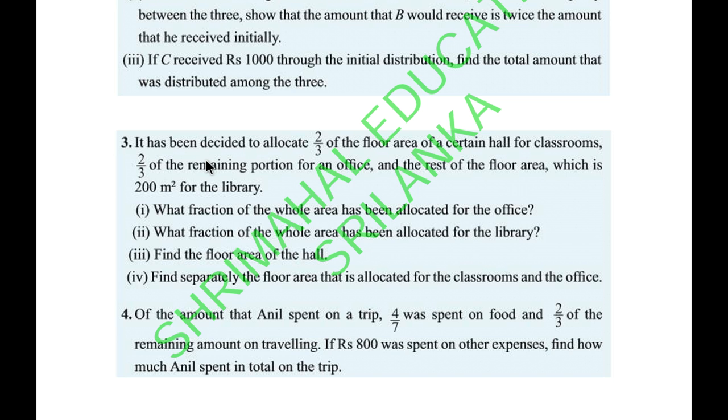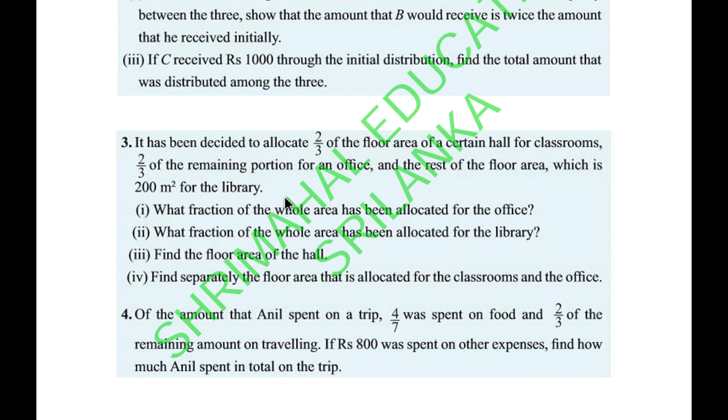Next, the third one. It has been decided to allocate 2/3 of the floor area of a certain hall for classrooms, 2/3 of the remaining portion for an office, and the rest of the floor area, which is 200 square meters, for the library. What fraction of the whole area has been allocated for the office? What fraction has been allocated for the library? Find the floor area of the whole. Fourth: find separately the area allocated for the classrooms and the office.